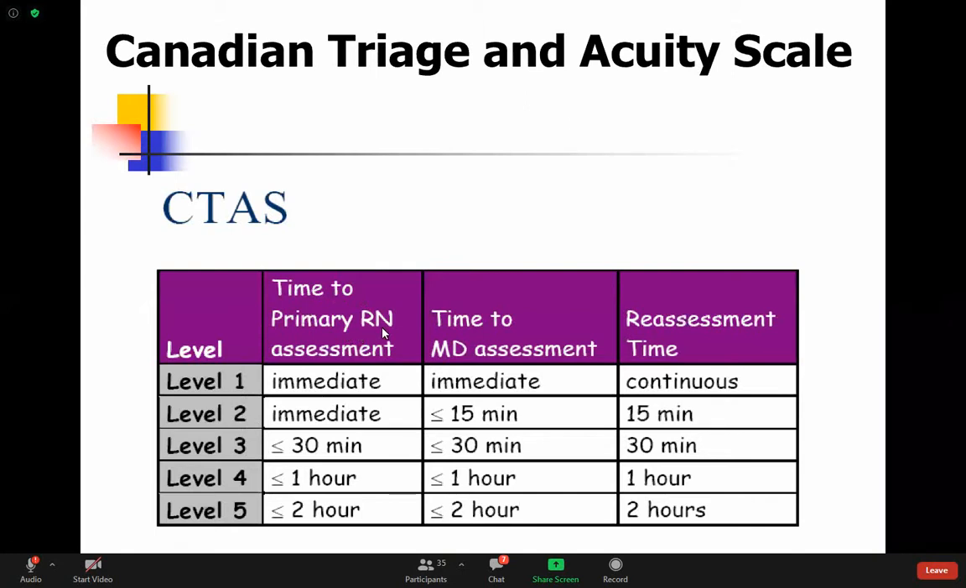Time to primary nurse or registered nurse assessment should be immediate for level 1 and level 2. Level 3, less than 30 minutes. Level 4, less than 1 hour. Level 5, less than 2 hours. Time to MD assessment, this is what we have discussed.